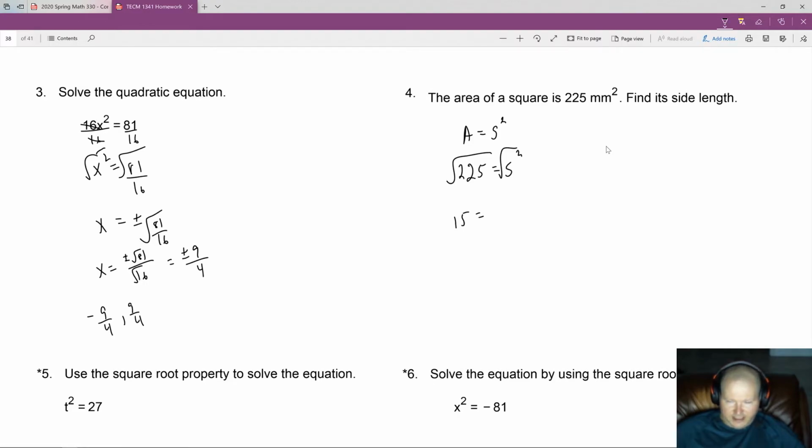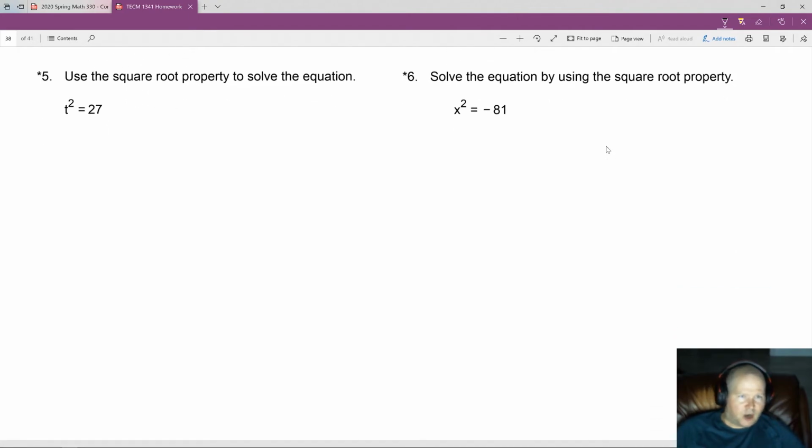is equal to s. Now you might be tempted to say, well, what about plus and minus 15, right? Well, that's true, but the length of the side is not going to be negative 15 millimeters. It's going to have to be the positive 15 millimeters. So even though the algebra would kind of tell you there's a plus and a negative, which is true, within the context of this word problem, it doesn't make sense to include the negative one. You're not going to have a negative length of a side.